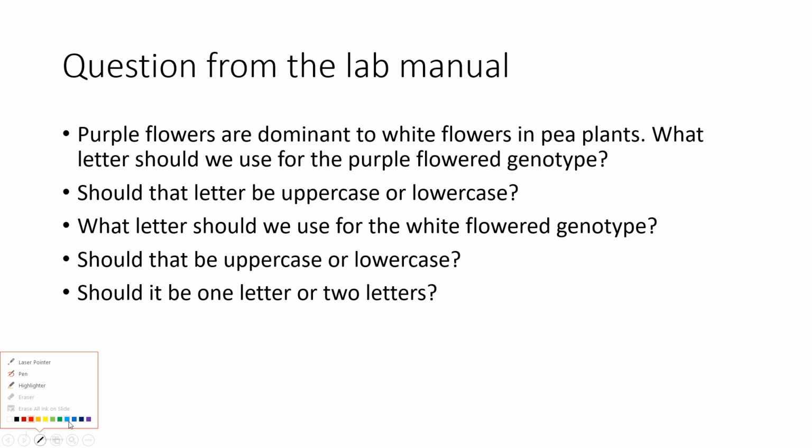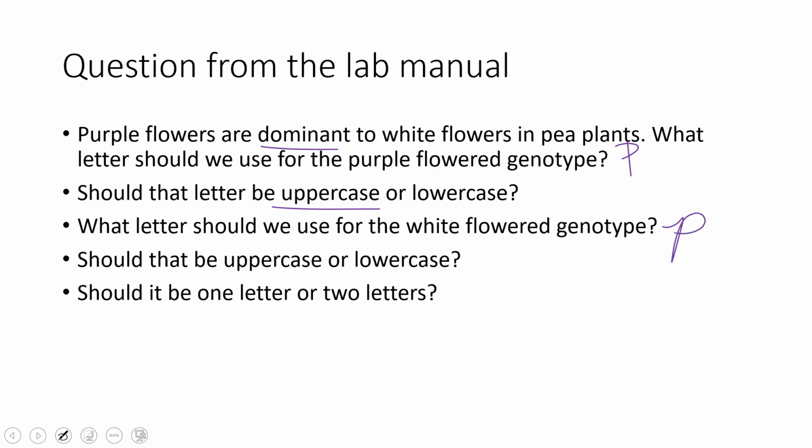I'm going to use purple since we're talking about purple. Remember that anytime you're doing a dominant allele, you want to use the uppercase letter, and so big P is a good little abbreviator for purple flowers. So we've already said that should be an uppercase letter. What letter should we use for white flowers? Well, that's recessive. You do not want to use a completely different letter. You just want to use the lowercase of the letter you just did. And so white flowers are going to get a little p.